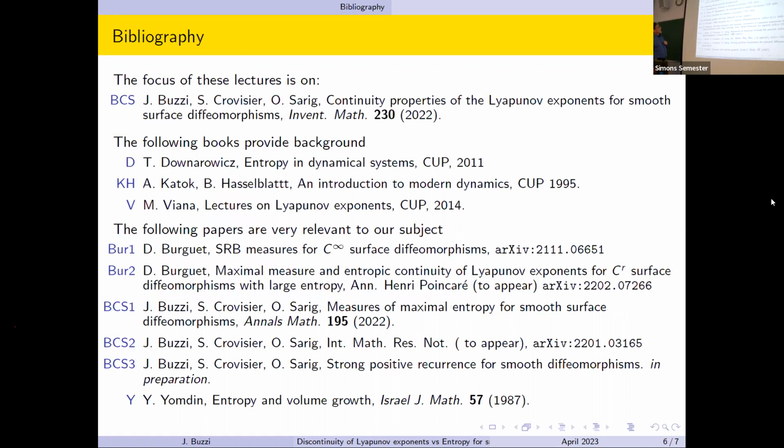So I will give the slides, so you don't have to. This is based on this paper. I mean, the whole course is based on it. It's trying to explain this paper, and here you have these 3 books which give you some background, and then there are other papers that are related to these problems. Okay, especially by David Burguet.